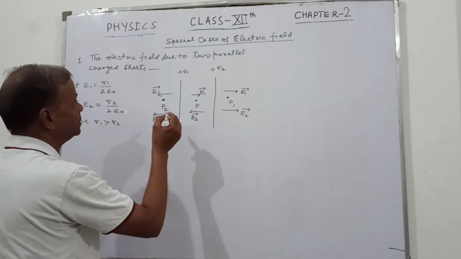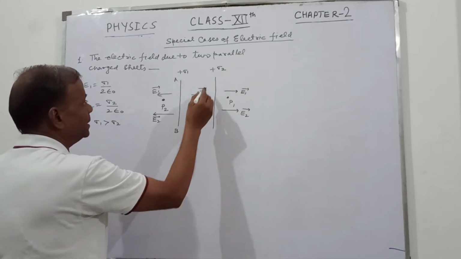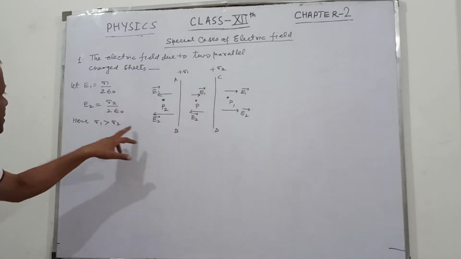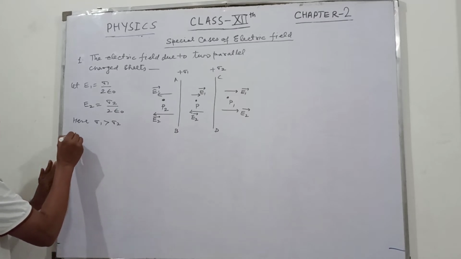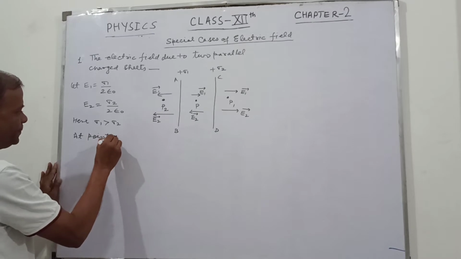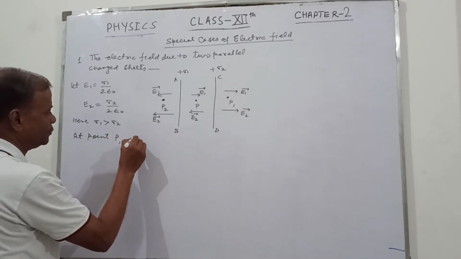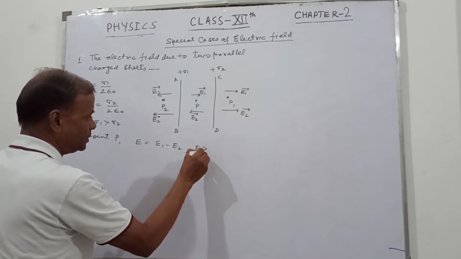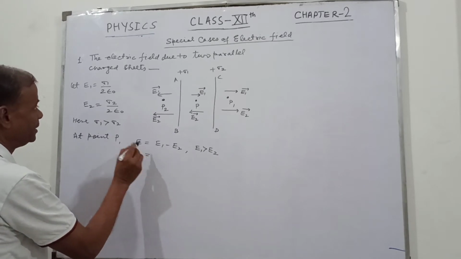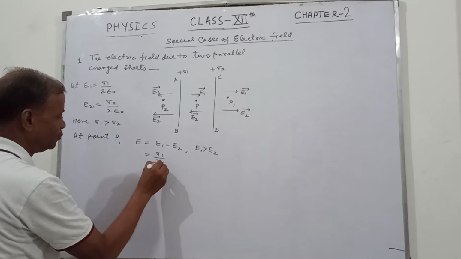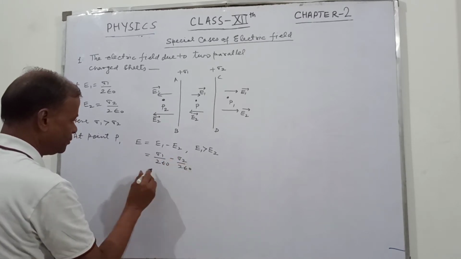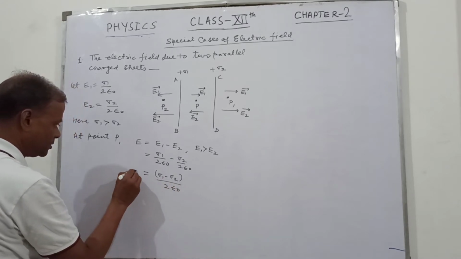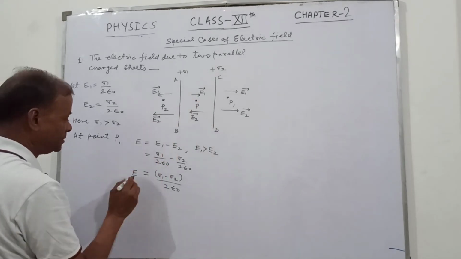So now we take the sheets A, B, and this is C, D. At point P, E is equal to E1 minus E2, since E1 is greater than E2. So we apply this: sigma 1 upon 2 epsilon naught minus sigma 2 upon 2 epsilon naught, which is equal to sigma 1 minus sigma 2 upon 2 epsilon naught. This is E inside, E in.